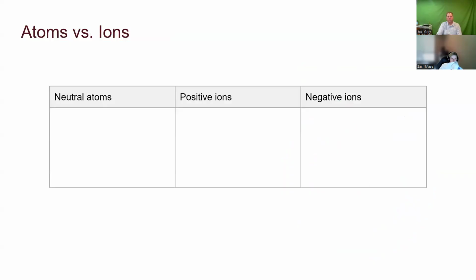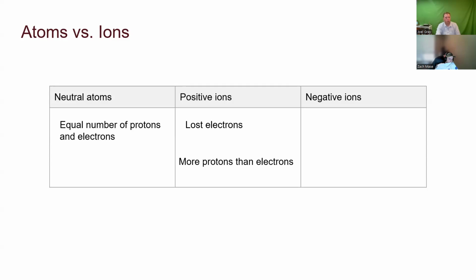Now, when it comes to atoms and ions, neutral atoms, positive ions, negative ions: neutral atoms have an equal number of protons and electrons. Positive ions have lost electrons. That has happened. Positive ions have more protons than electrons. Negative ions have gained electrons, and they have more electrons than they have protons.